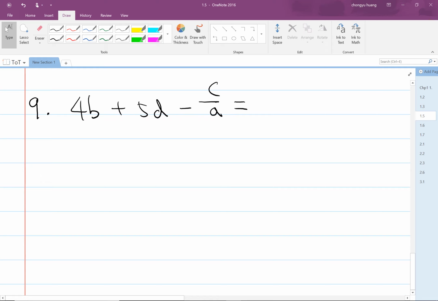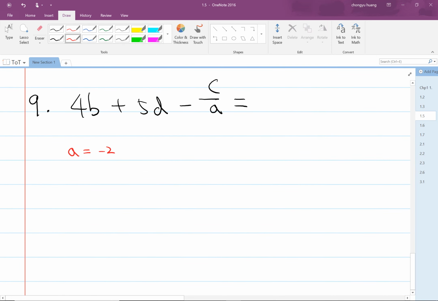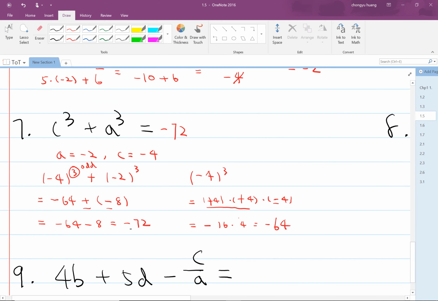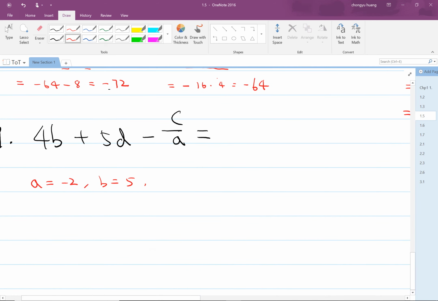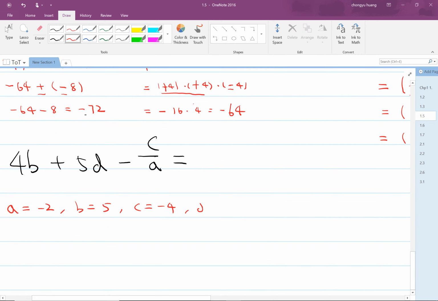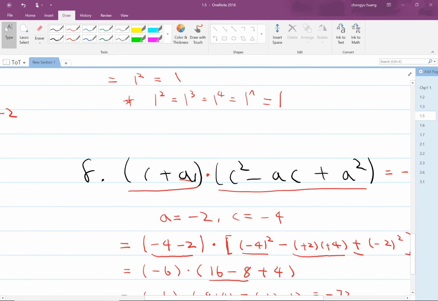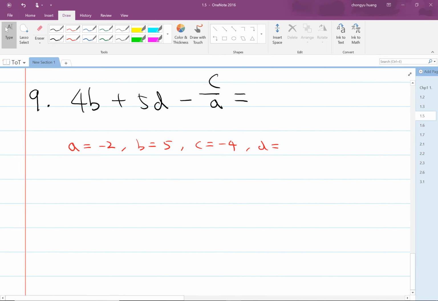Okay, so let's do the question. So what you see over here is that we got A, B, C, D, 4 variables. So we need to learn the value first. A is actually equal to negative 2, right? And then B is actually equal to what? B is actually equal to 5, yeah. B is actually equal to 5. And then what was C? C is negative 4. And then what about D? D, I think, is 6, yes. D is actually equal to 6.